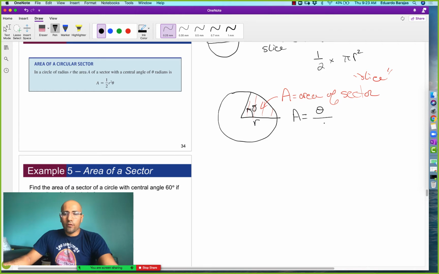theta over 360 degrees, and that'll give you the proportion, the ratio of the entire pizza, right? So if theta is 90 degrees, that'll be 1/4. 90 over 360 is 1/4 of the entire area of the entire thing, right? So times area of entire circle.